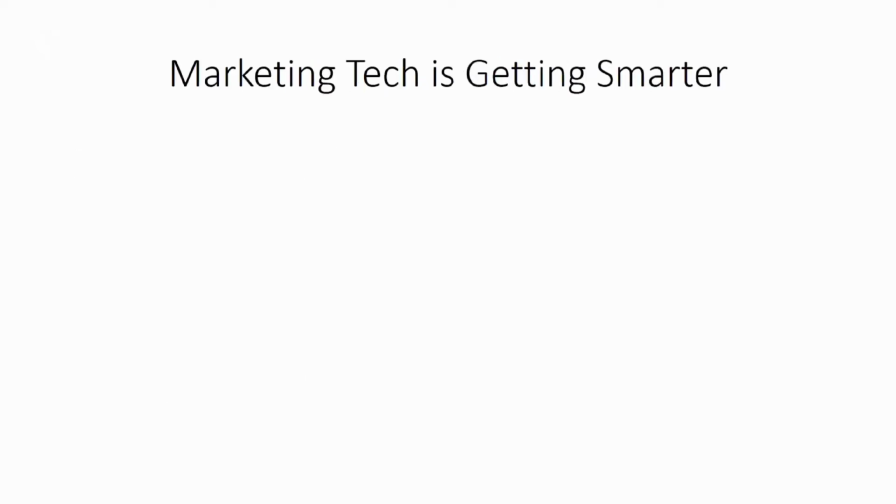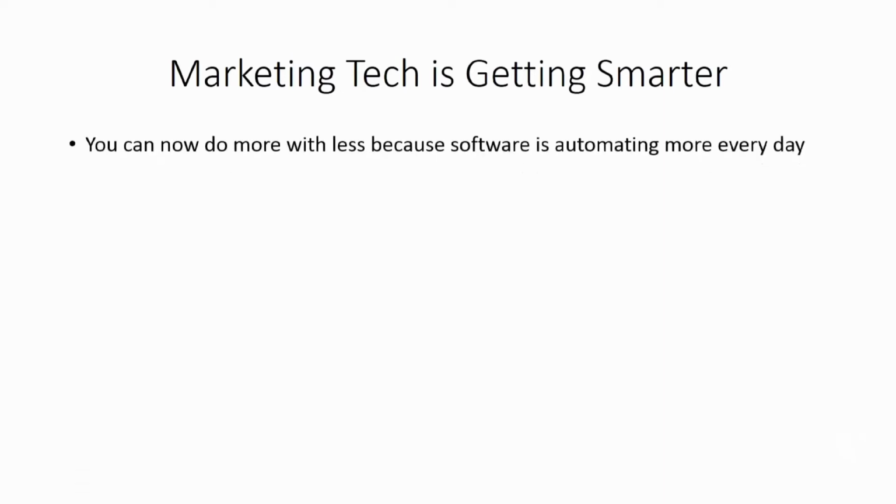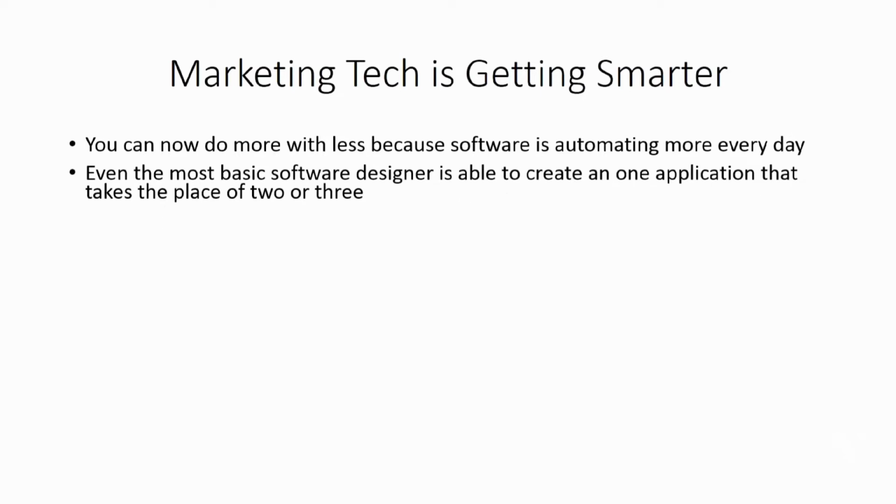One of the things that you probably realize is that marketing technology, whether you are an online marketer or a brick and mortar business owner, is now getting smarter every single day. You can now do more with less because software is automating more of what we do. Even the most basic software designer is now able to create one application that takes the place of 2 or 3 that used to do the same job. How many of you have found that? Now, many of these software designers, many of these applications, are doing an excellent job of combining applications.